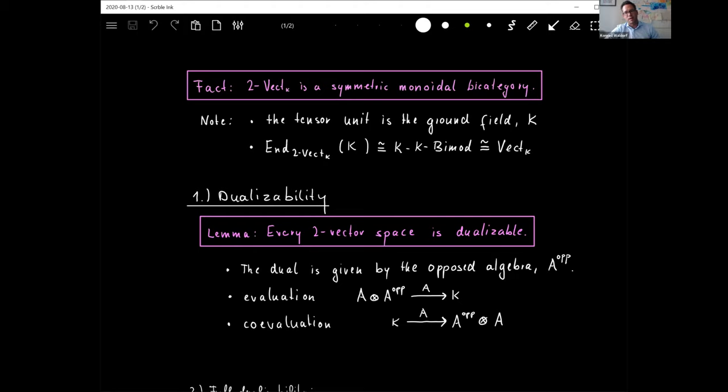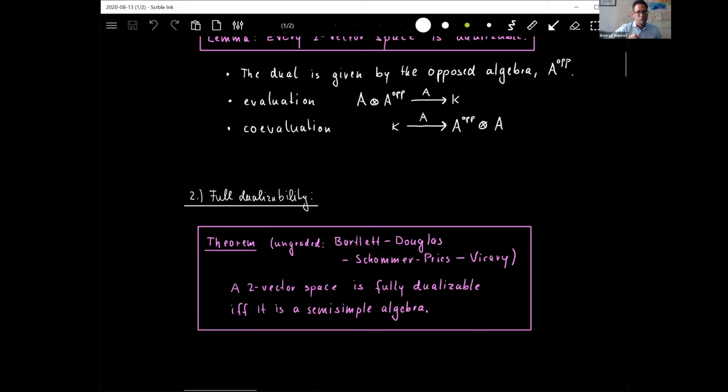All right, so more difficult is the notion of full dualizability. So this means that an object is fully dualizable if it's dualizable, and the evaluation and co-evaluation 1-morphisms have an infinite chain of adjoints in this bicategory. And there is a nice theorem in the ungraded case by Bruce Bartlett, Chris Douglas, Christopher Schommer-Pries, and Jamie Vicary, that an algebra as an object in this bicategory is fully dualizable if and only if it is semisimple. And this statement is just the same in the graded case. So we've checked this and the proof just goes through.